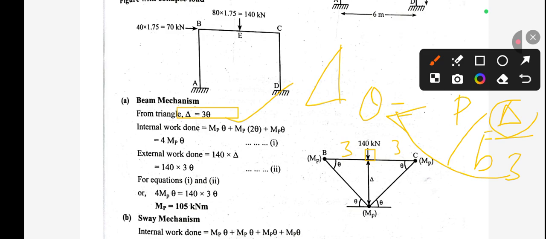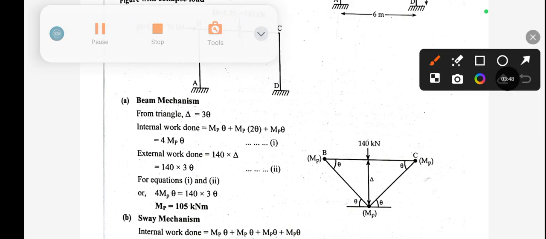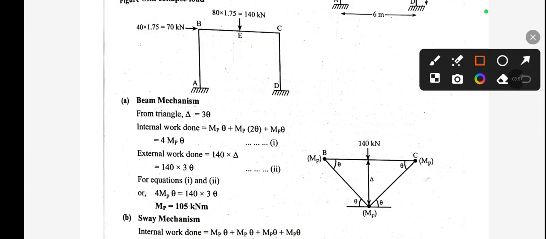Now we need to calculate the internal work done and the external work done. First calculate the external work done because it will be easier. For the external work done we just multiply load by the deflection, so 140 into delta. And now for the internal work done, we multiply Mp into theta.